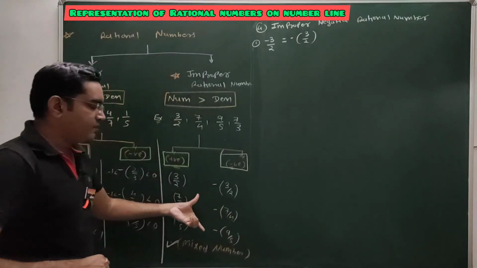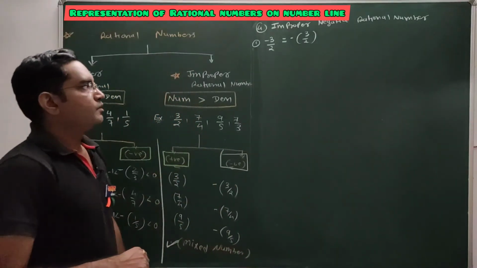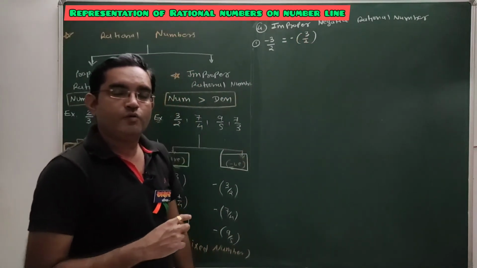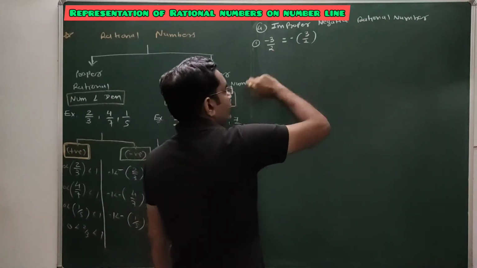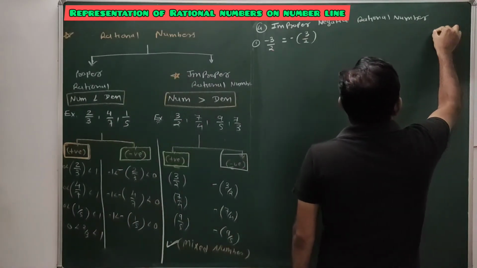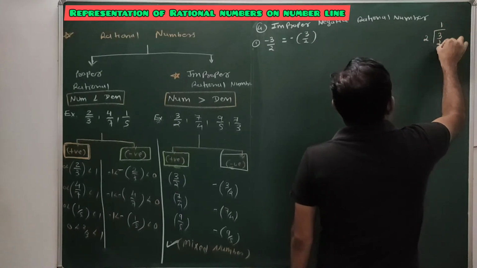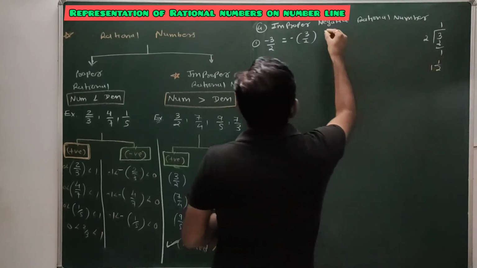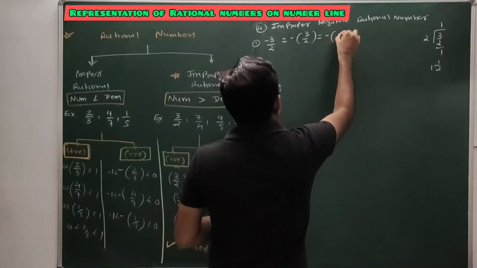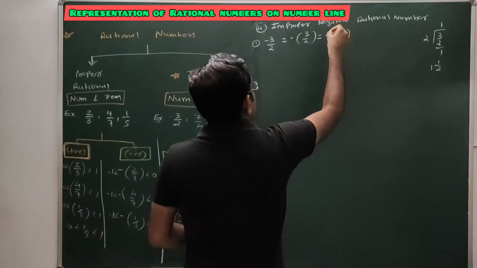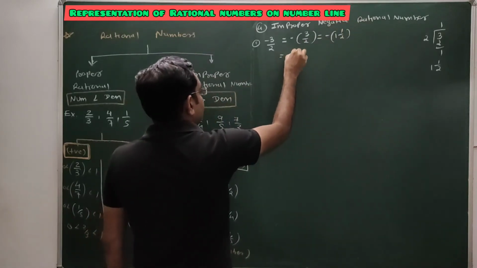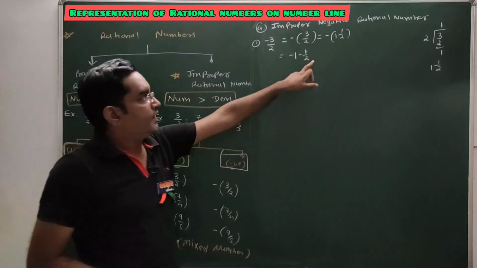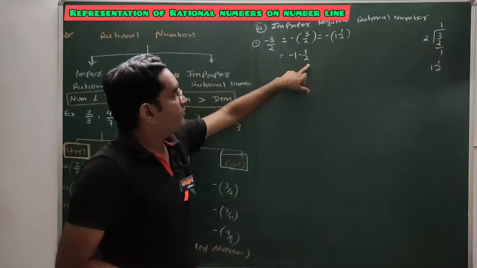So how to represent this type of number on the number line? First, it's an improper rational number, so first you have to convert it into a mixed number. The equivalent mixed number for this 3 by 2 we have already derived. Again, 2 ones are 2, remainder 1. So it's 1 integer 1 by 2, so it's minus of 1 integer 1 by 2. So this is nothing but minus 1 integer minus 1 by 2. It's a negative sign, so it's minus 1 integer minus 1 by 2.